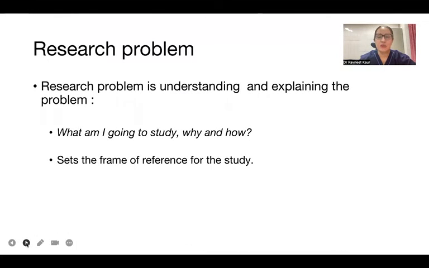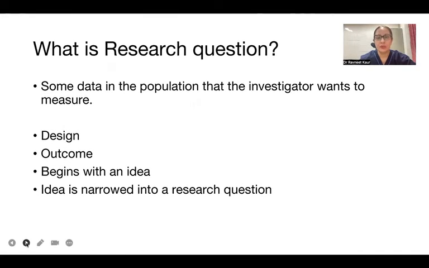There is a research problem which the researcher wants to study. The researcher asks, what am I going to study, why, and how? It sets the frame of reference for the study. That research problem is then converted into a research question.